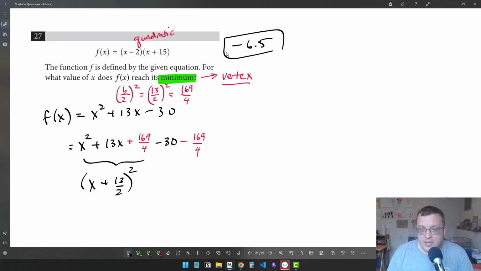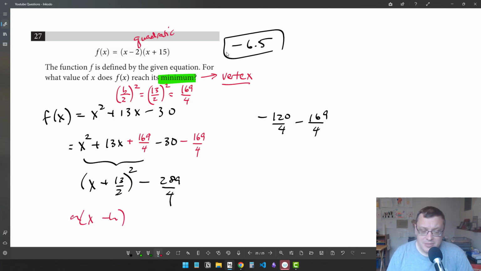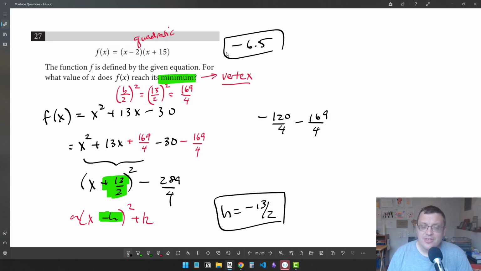So that's cool. And then over here, it's going to be minus 30 minus 169 over 4. 30 is just 120 over 4. So if I do minus 120 over 4 minus 169 over 4, I should get minus 289 over 4. Now, we don't actually care much about this value. For this problem, we only cared about the x value of the vertex. And since the vertex form is x minus h squared plus k, this minus h has got to be equal to 13 halves, which means h is negative 13 halves. Be careful with that sign, right?